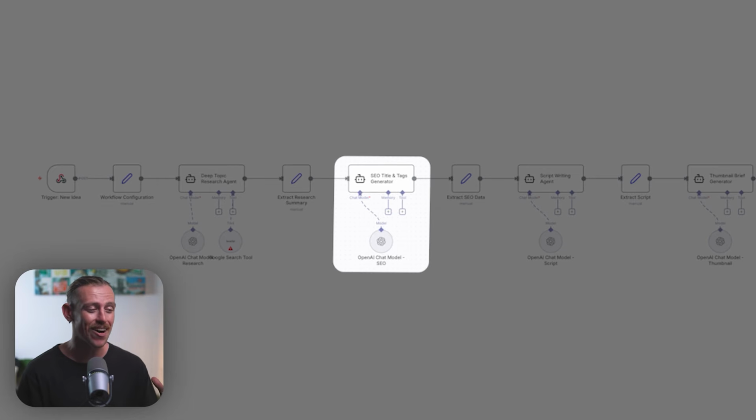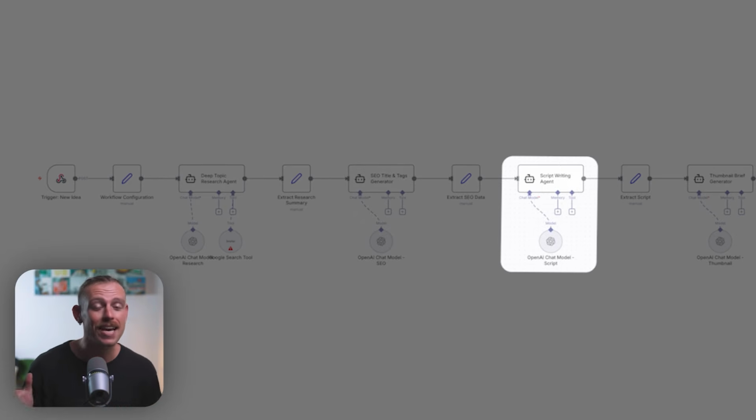We also then prompt AI to generate an SEO title and tags for us. It uses the above summary. It generates an SEO optimized YouTube title and 5 to 10 relevant tags that we can begin constructing this content around. The next step, again, AI agent, we're scripting, we're writing.